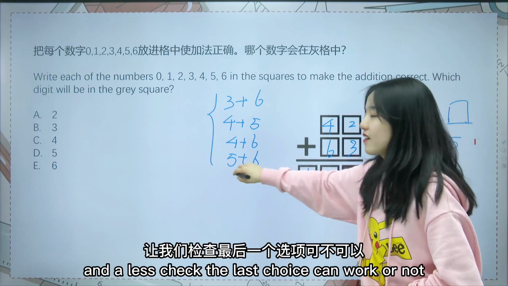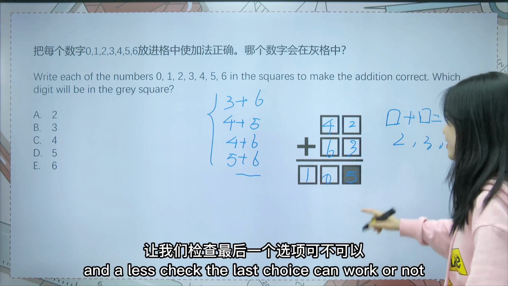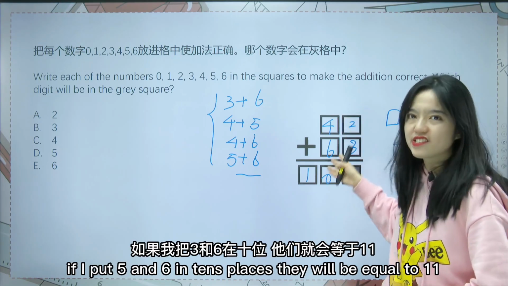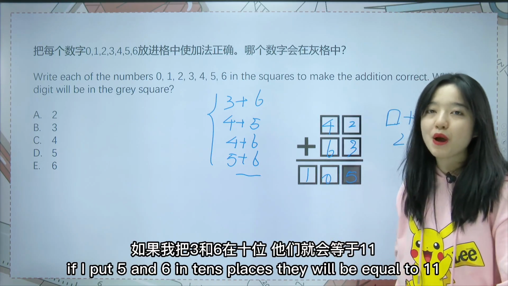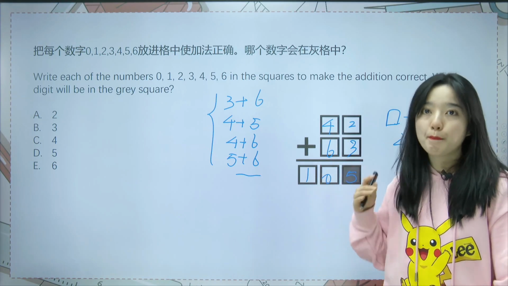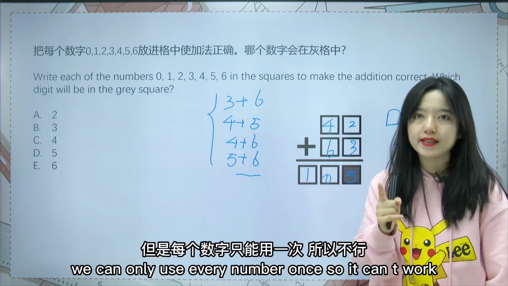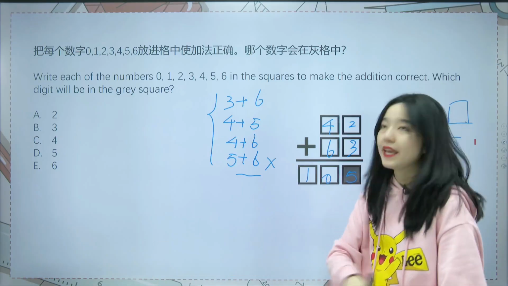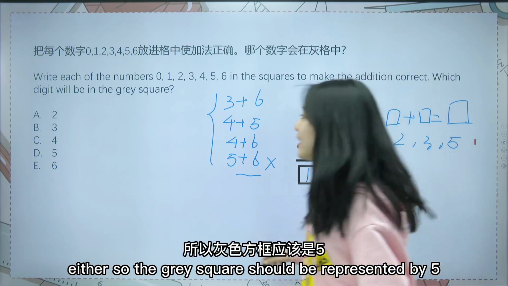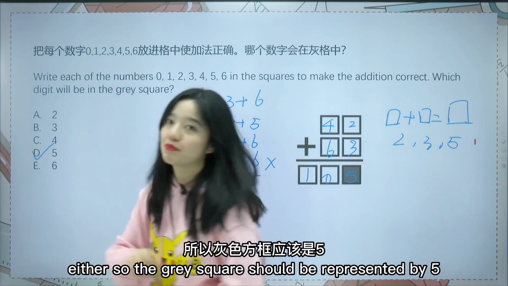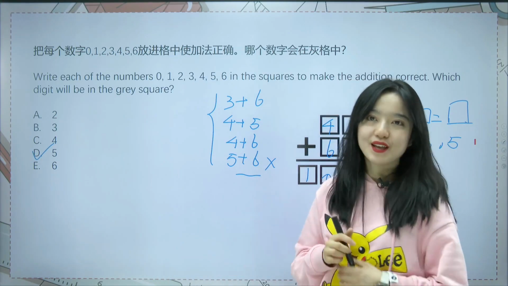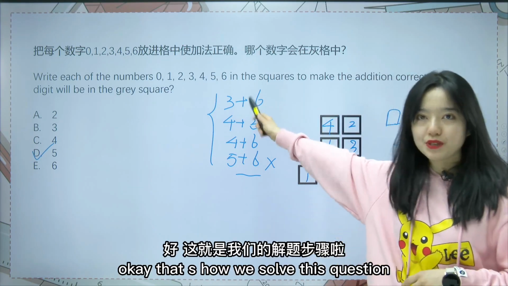And let's check whether the last choice can work or not. If I put 5 and 6 in the tens place, they will be equal to 11. But we can only use every number once, so it can't work either. So the gray square should be represented by 5. Okay, that's how we solve this question.